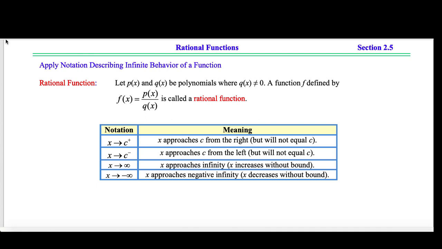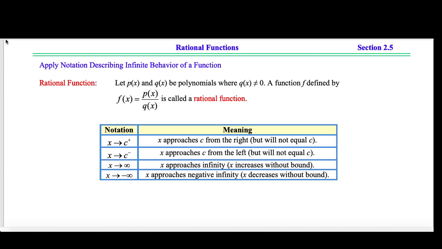Our ultimate goal in this section is to learn how to graph a rational function. And the graph of a rational function has some very specific characteristics, which we refer to as asymptotic behavior. So to understand this asymptotic behavior, we need to introduce some notation that we haven't really used before. So let's just take a look at this little chart here.